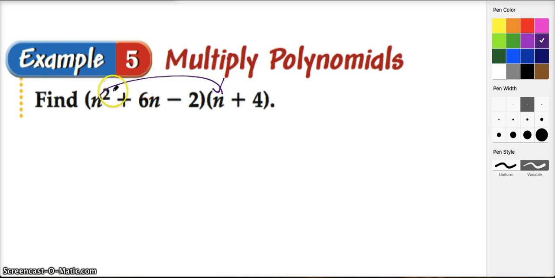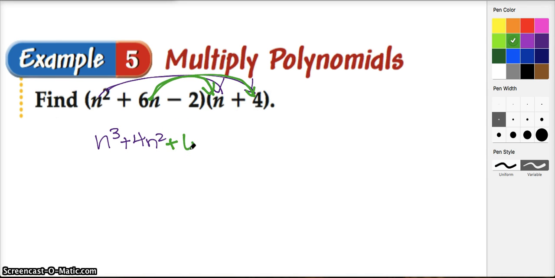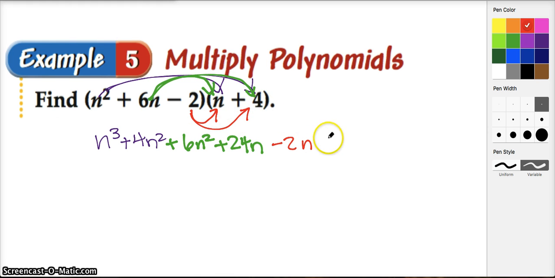n squared times this guy, n squared times this guy. It's going to give me n to the third power plus 4n squared. That's me multiplying these two. Next, I'm going to do 6n times n and 6n times 4. And when I do that, I get a plus 6n squared and a plus 24n. The next thing I'll do, and the final thing I'll do, is this last one, negative 2 times this term and negative 2 times that term. Negative 2 times n gives me a negative 2n, and a negative 2 times 4 gives me a negative 8.